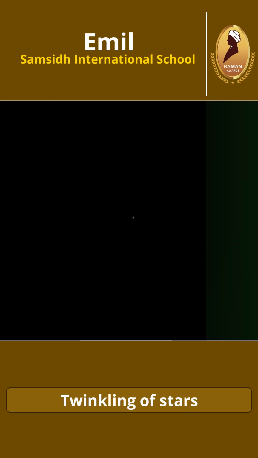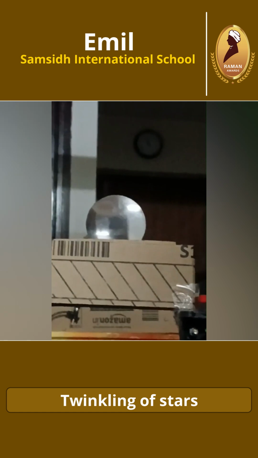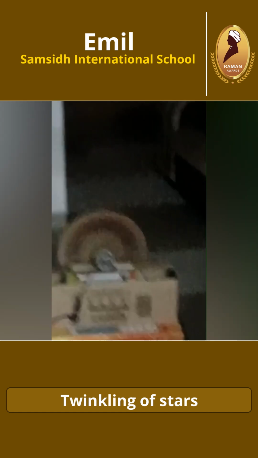Now let's see the mechanism in action. So you can see that the bulb is twinkling right now. So that was it.